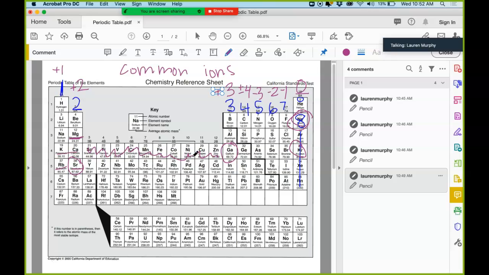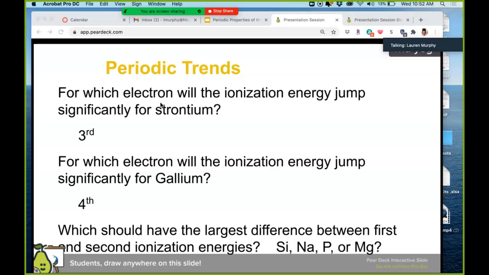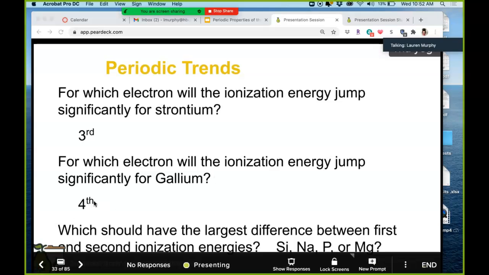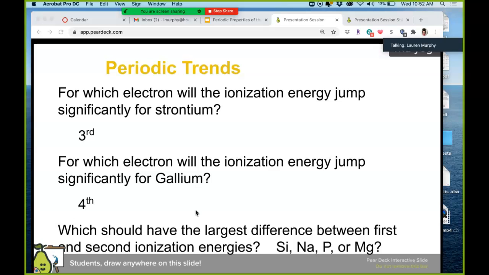This is 4th energy level. So it'll lose 1, 2, 3. It's okay losing 3, but after it loses 3, it doesn't want to lose any more electrons, so the 4th would have the jump. The removal of the 4th.